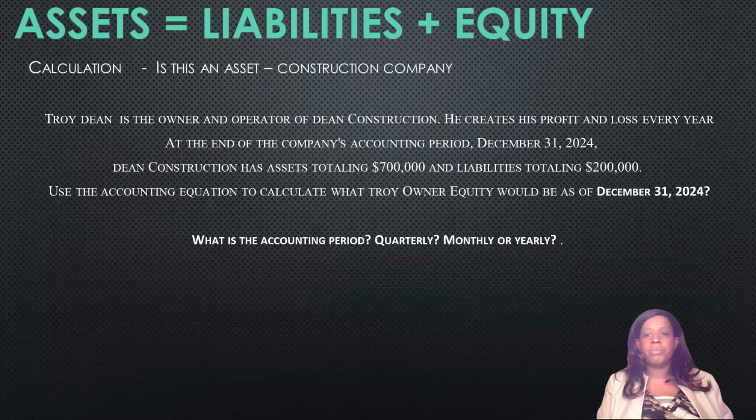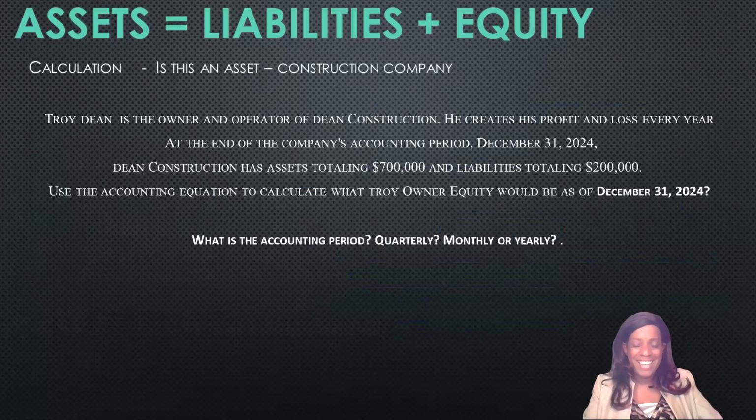What is the accounting equation? Assets equal liabilities plus owner's equity. Again, assets equal liabilities plus owner's equity. Go ahead and calculate at this time. So you should have gotten a number at this time. So let's go ahead and look at what is the accounting period. Is it quarterly? Is it monthly? Is it yearly? Go ahead and reread the scenario and tell me if it's quarterly, monthly, or yearly.